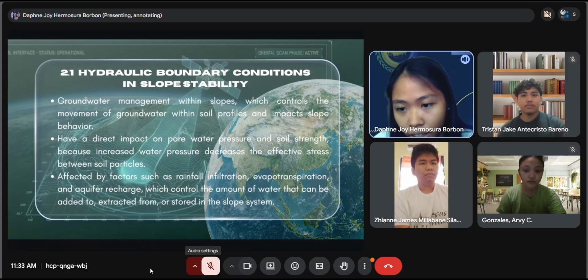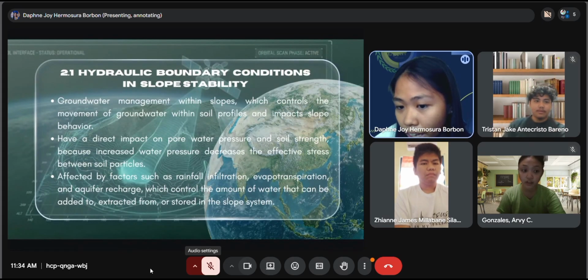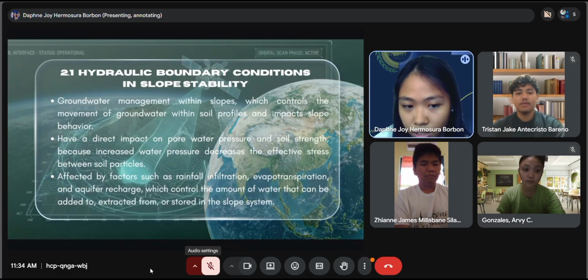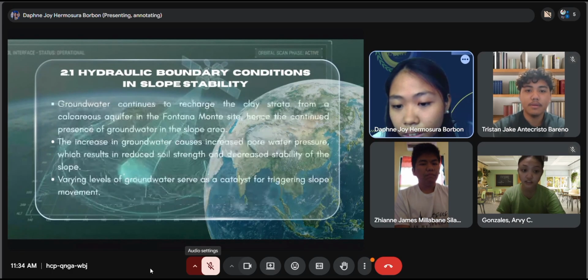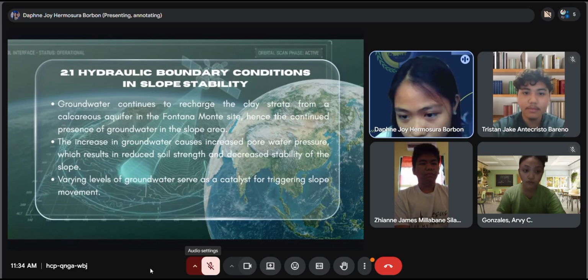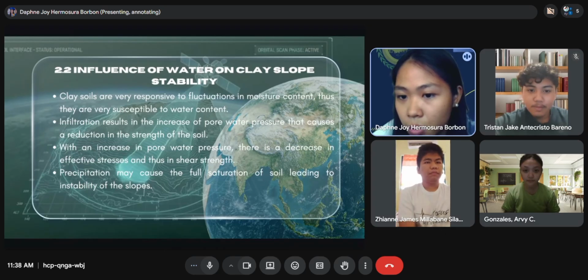In the Fontana Monte case study, a calcareous aquifer was identified beneath the slope. This aquifer continuously supplies water to the overlying clay layers, resulting in consistently high groundwater levels, even during non-rainy periods. This makes the slope more sensitive to seasonal changes. When groundwater levels rise, pore water pressure also increases. Next, the influence of water on clay slope stability.